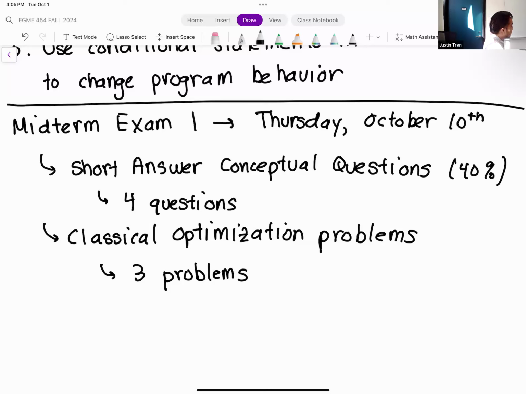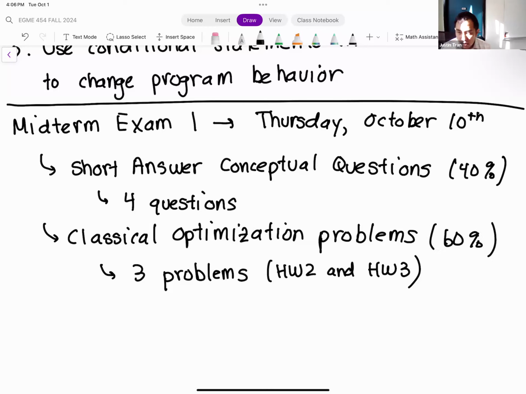This section is all going to be from homework 2 and homework 3, because for homework 1, we didn't really do any problems that are appropriate for an exam. So you can expect maybe 1 to 2 problems from homework 2 and 1 to 2 problems from homework 3. In total, there are going to be three problems, and this section of the exam is going to be worth 60% of the total points.